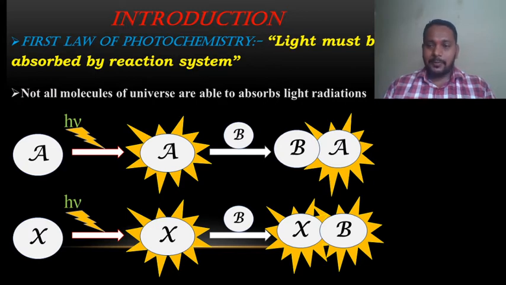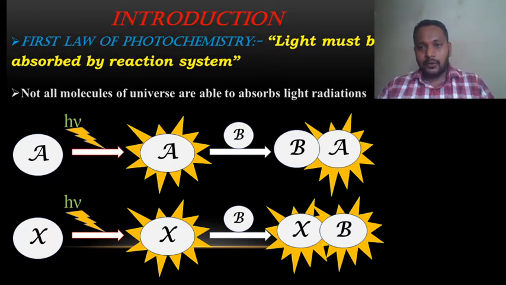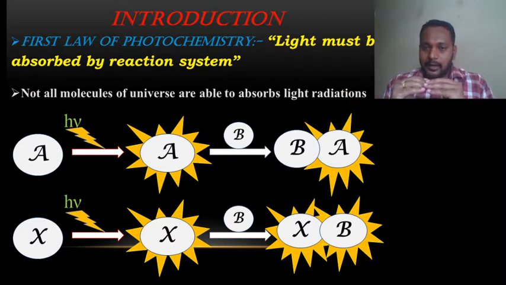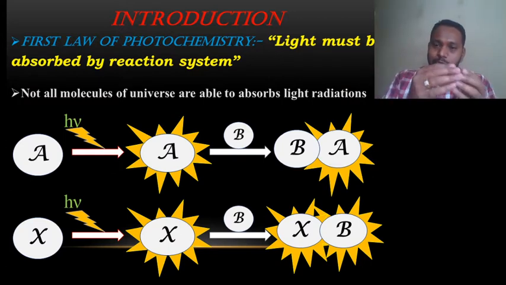Once any molecule absorbs a photon of light, this molecule goes to the excited state. And there are two possibilities. In the excited state, certain molecules have a tendency to pass their energy to other molecules when they collide with them, but certain molecules are unable to transfer this energy to other molecules.